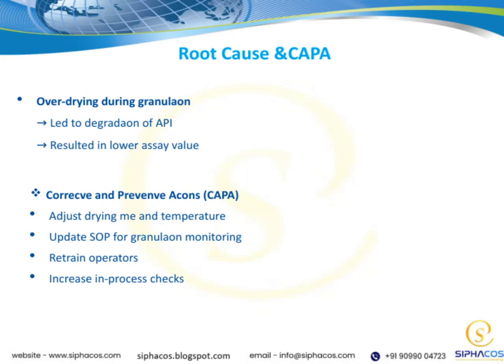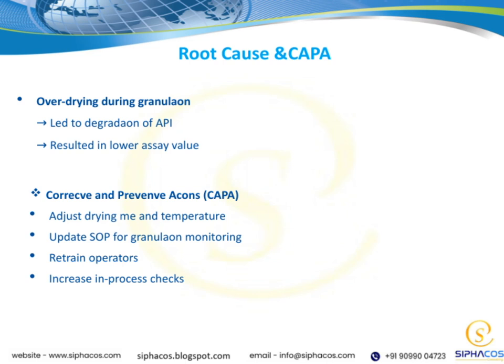Let's talk about the corrective and preventive actions, or CAPA, that we've implemented to address the issue. First, we adjusted the drying time and temperature to ensure the granulation process stays within optimal parameters. Next, we updated the standard operating procedure, or SOP, specifically for granulation monitoring, to improve consistency and control. We also retrained our operators to ensure everyone is aligned with the new procedures and understands the importance of precise process execution. Additionally, we've increased the number of in-process checks to catch any deviations early on.